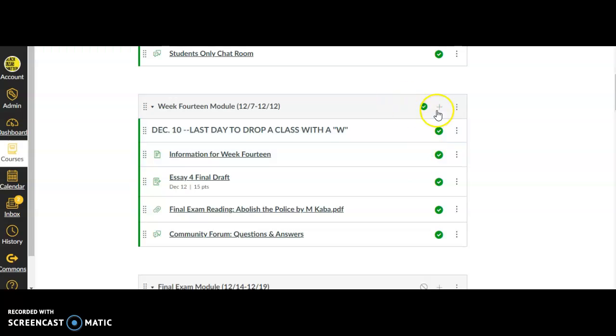Looking ahead to next week, this is now visible for everyone. Please note that the 10th is the last day to drop a class with a W. A W on your transcript means withdrawal. It does not affect your GPA the way a lower grade would, but it does count against you in terms of your academic progress. So if a student attempted to take, say, 4 classes this semester and dropped 2 of them, they would not make academic progress.